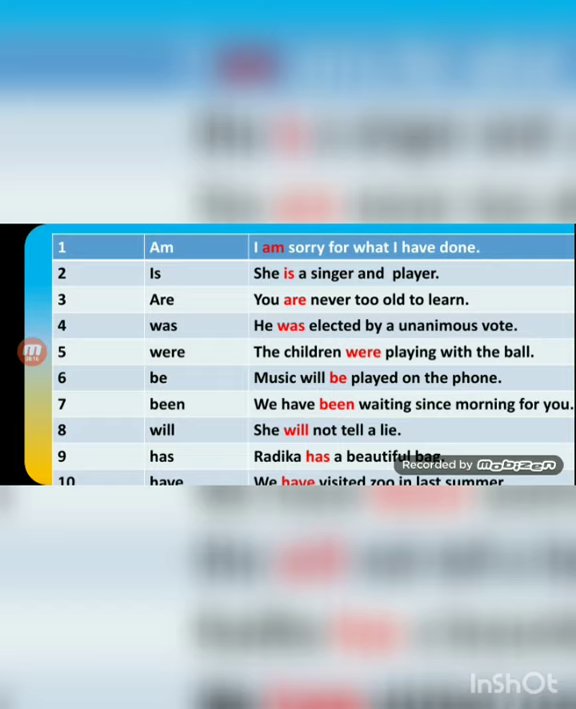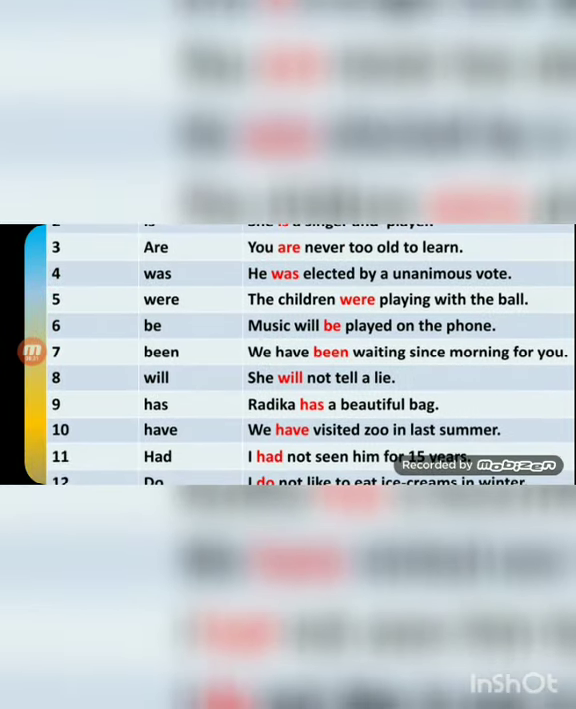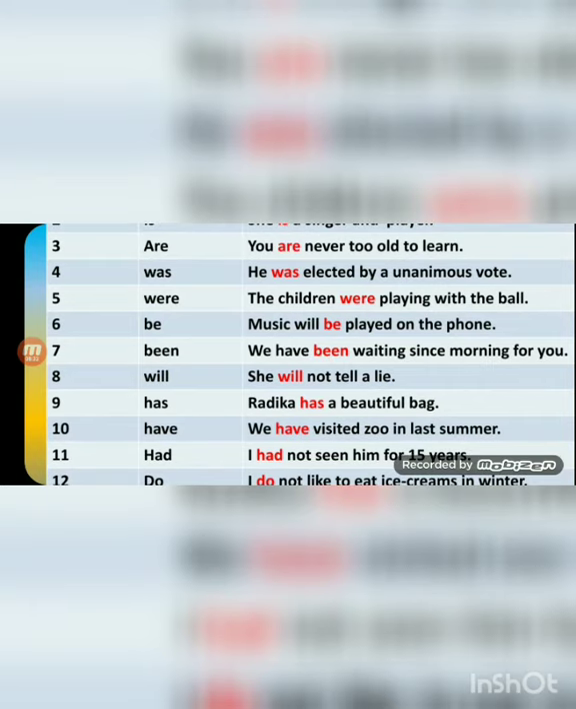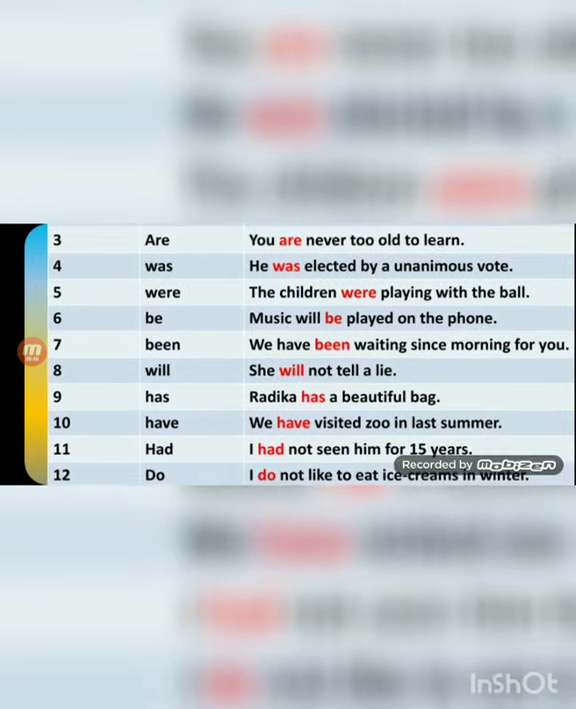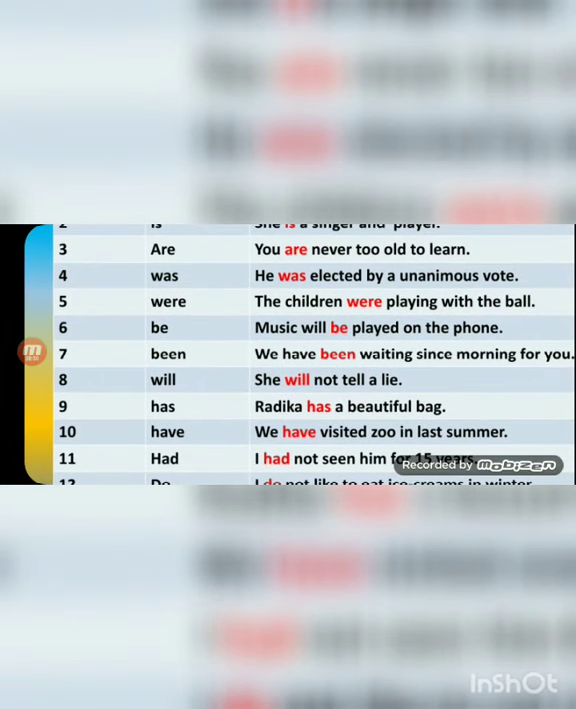Was and were for past. He was elected by unanimous vote. The children were playing with the ball. Music will be played on the phone. We have been waiting since morning for you. Will is going to be happening in future. Will, has, have, had, will be demonstrating the future action.